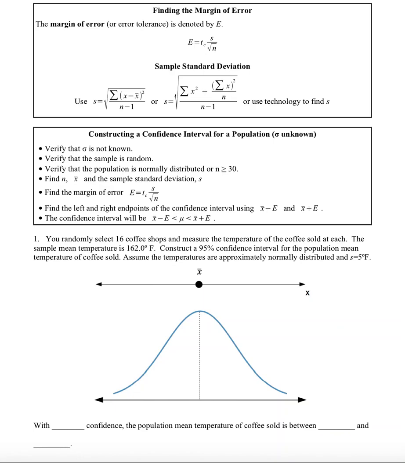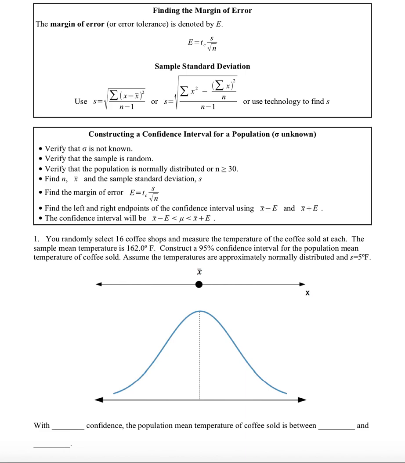In this video, I'll construct a confidence interval for a population mean when sigma is unknown. The problem says you randomly select 16 coffee shops and measure the temperature of the coffee sold at each. The sample mean temperature is 162 degrees Fahrenheit. Construct a 95% confidence interval for the population mean temperature of coffee sold. Assume the temperatures are approximately normally distributed and the sample standard deviation is 5 degrees Fahrenheit.